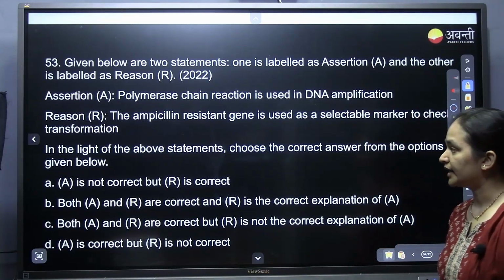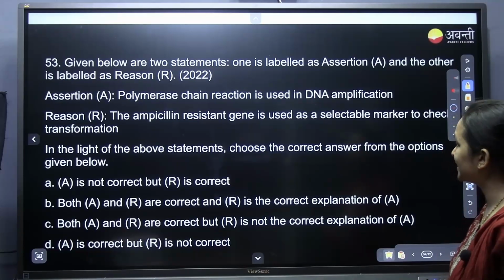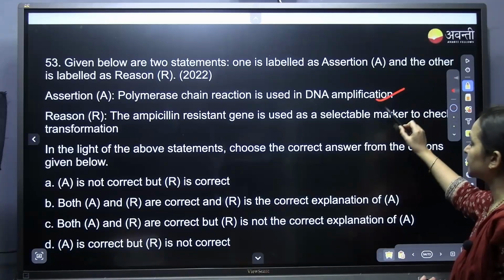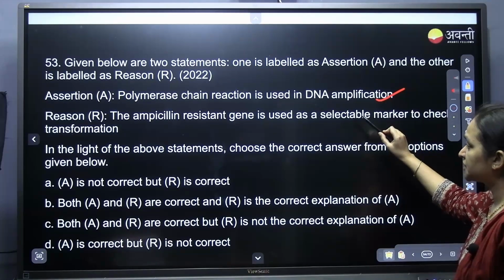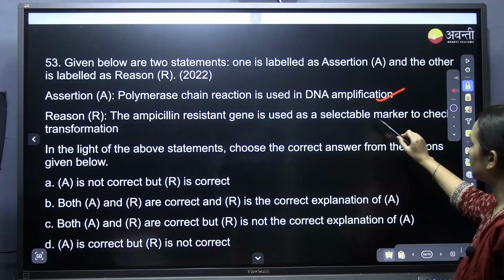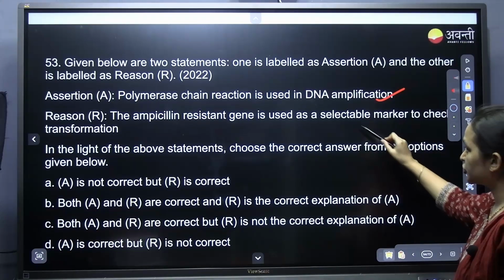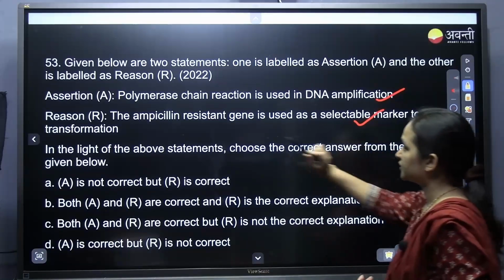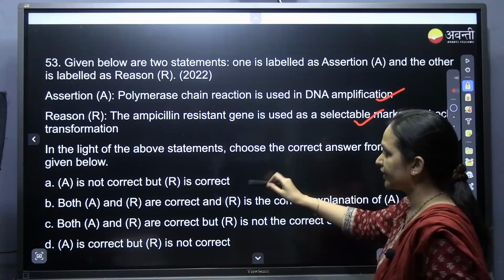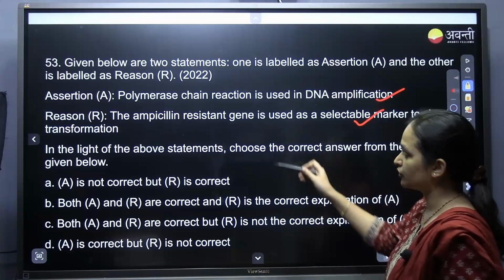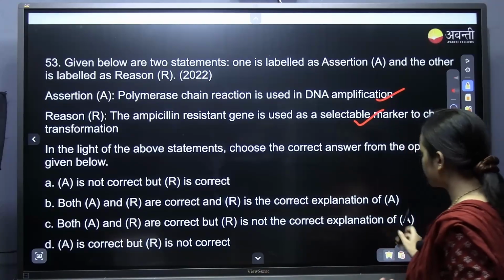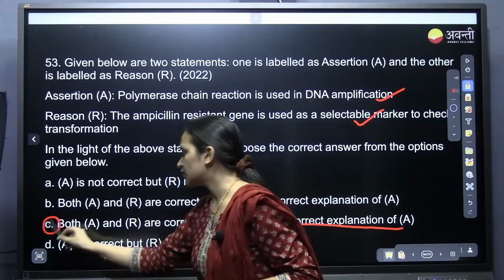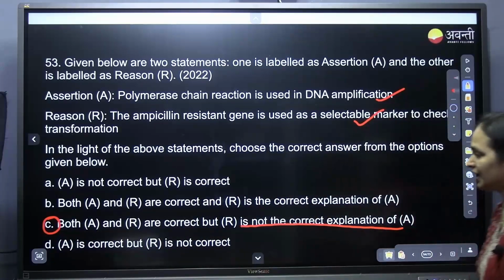Assertion and reason: polymerase chain reaction is used in DNA amplification. Yes. The ampicillin resistance gene is used as a selectable marker to check the transformation. Yes. But polymerase chain reaction and this selectable marker, is there any relation? Is it a correct explanation of A? No, it's not a correct explanation of A, which means both are true, but the reason is not a correct explanation of the assertion.